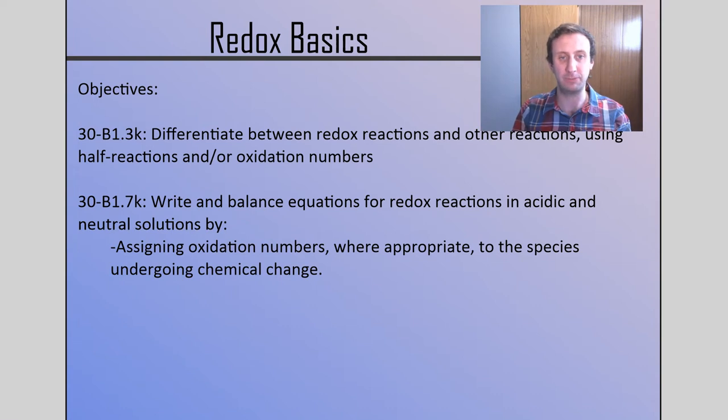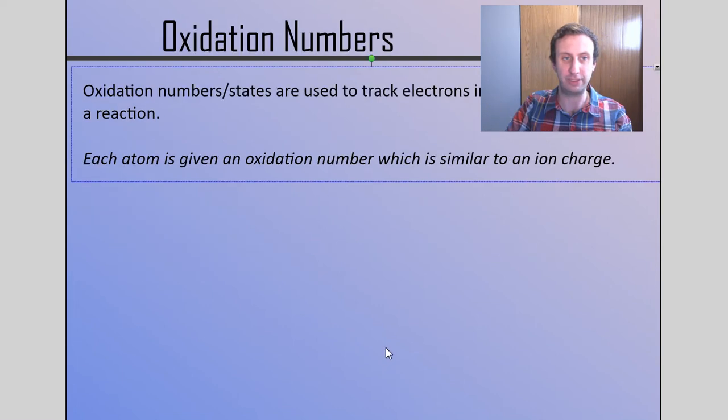Number one, we're going to differentiate between redox reactions and other reactions using half reactions and/or oxidation numbers. That's actually going to be a later lesson, but we're learning the base to be able to do that. And then write and balance equations for redox reactions in acidic and neutral solutions by assigning oxidation numbers where appropriate to the species undergoing chemical change. So today it's all about learning how to assign oxidation numbers. So we're going to get into it here.